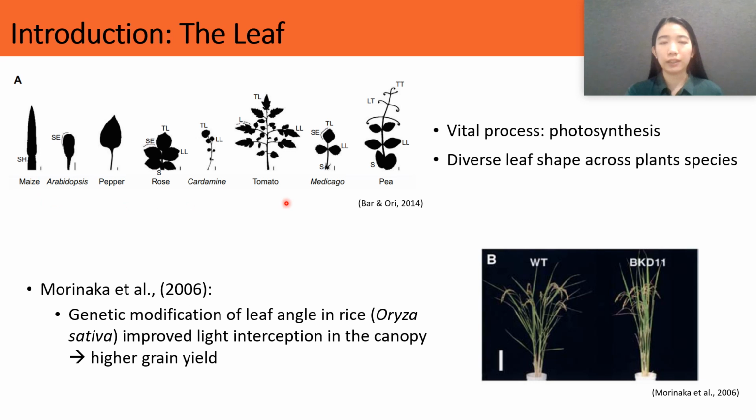This knowledge of leaf morphology has been used as an application in agriculture. For example, this previous study used genetic modification of leaf angle in rice. And as a result, as you can see here on the right side, the mutant has improved light interception in the canopy and resulted in higher grain yield.